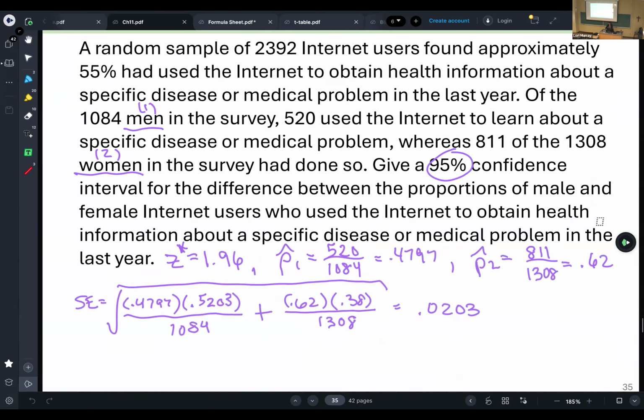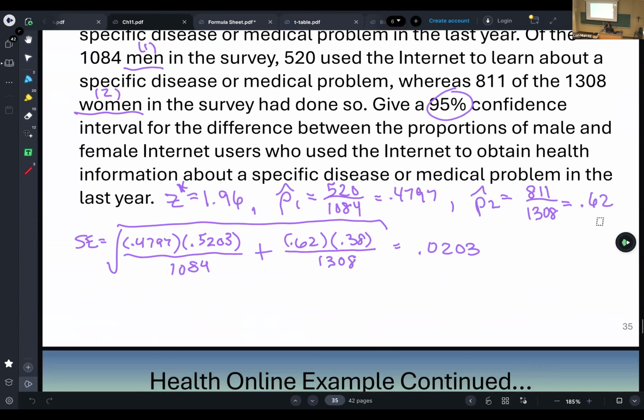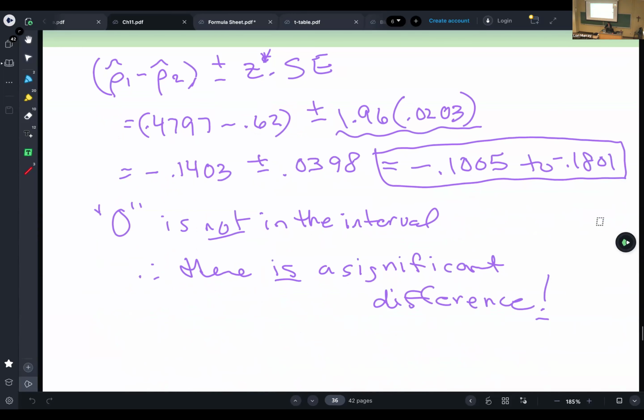I think we finished the health online example with the proportions, right? We calculated p hat 1, which is the proportion of population 1, and we calculated p hat 2. And I believe we finished this one by getting a confidence interval where the lower and upper bounds in the box are both negative. So that automatically says we have a statistical difference. What does that truly mean? It means it's a meaningful difference. It's not just random, it's meaningful.